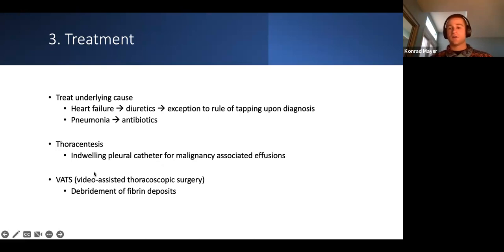If I was talking about the evolution of the infection earlier, sometimes the pleural effusion can result in these fibrin deposits really contracting the lung, making it very hard for the patient to breathe. And these fibrin deposits won't disappear just by tapping the pleural effusion. So in those cases, it is necessary to invasively get into the chest and perform a video-assisted thoracoscopic surgery with debridement of these fibrin deposits.